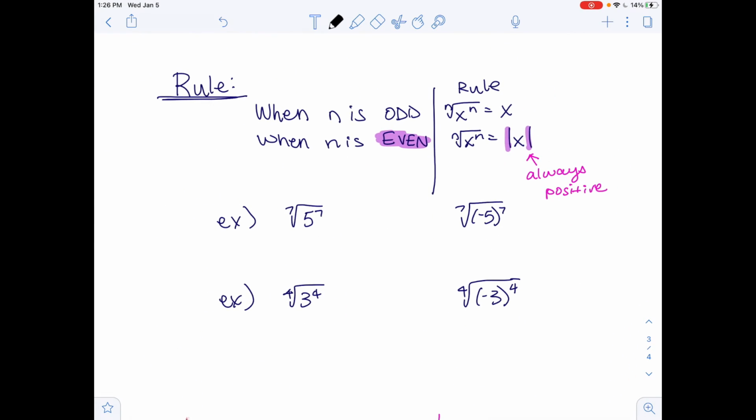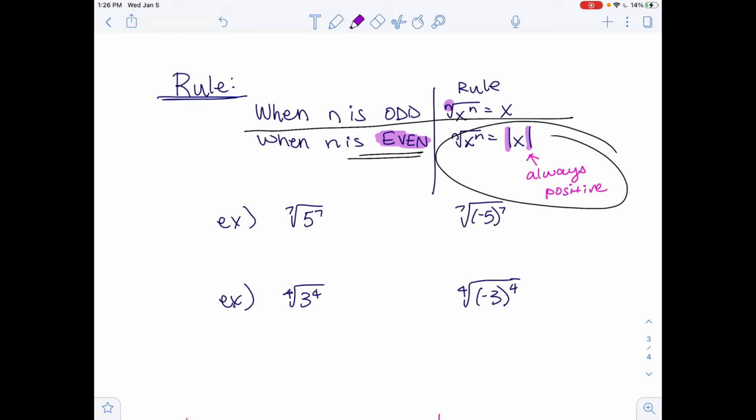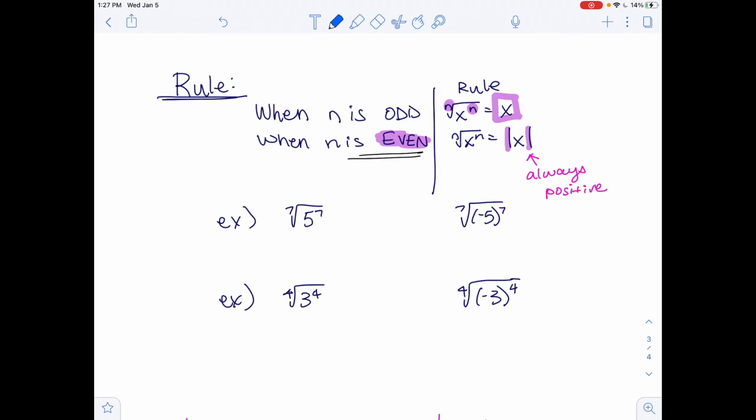All right, here's another rule. When n is odd, then it can work either way. It's either going to be positive or negative. But when n is even, it's going to be positive, okay? So when n is odd, if this n and this n match up, it's just x. But if n is even and these two match up, then the answer is always positive.